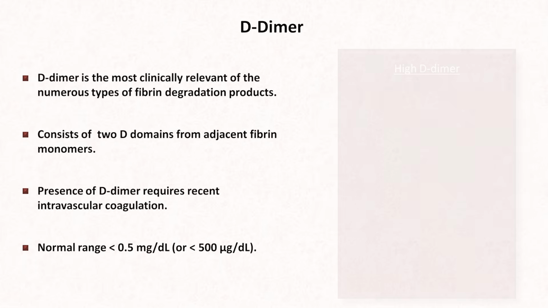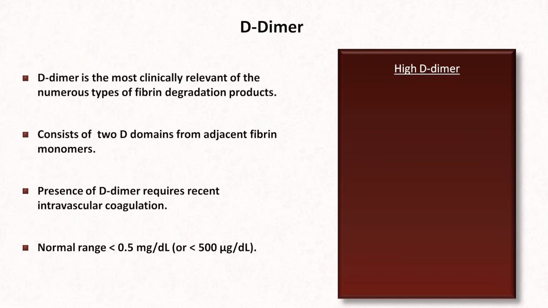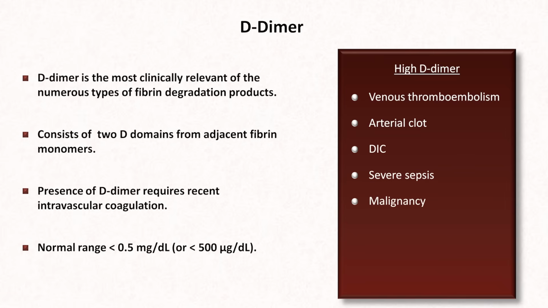There are many causes of an elevated D-dimer. The most clinically relevant include venous thromboembolism, such as a PE, arterial clot anywhere, DIC, severe sepsis, malignancy, recent surgery or trauma, liver disease, and once again, normal pregnancy.